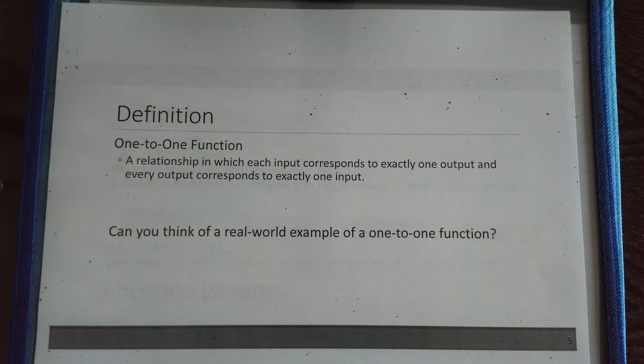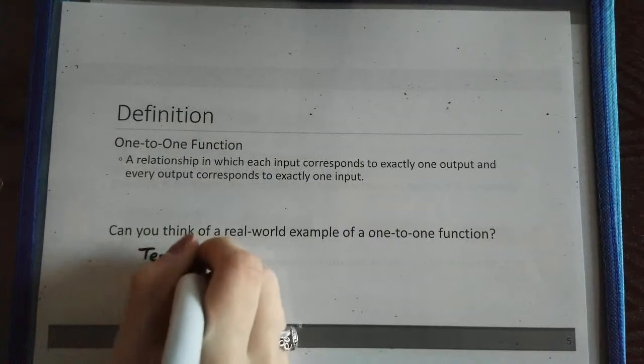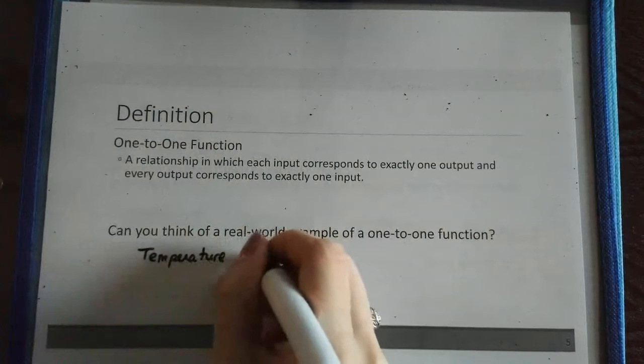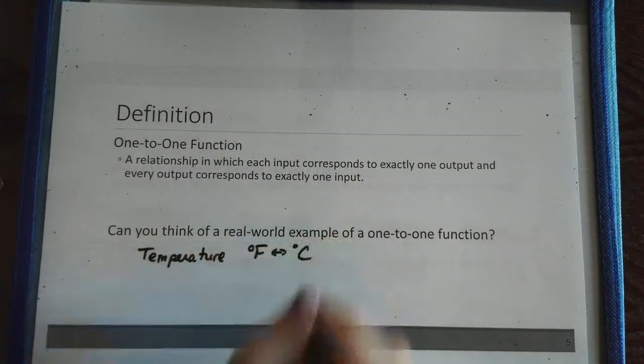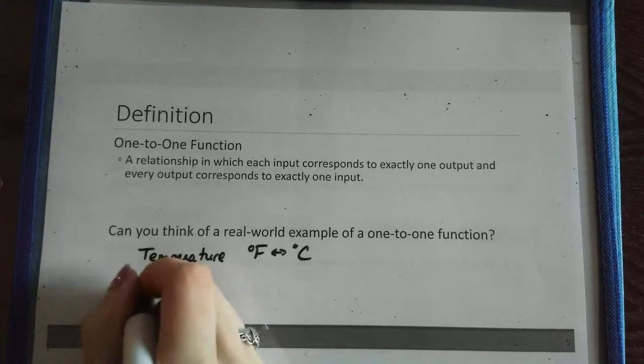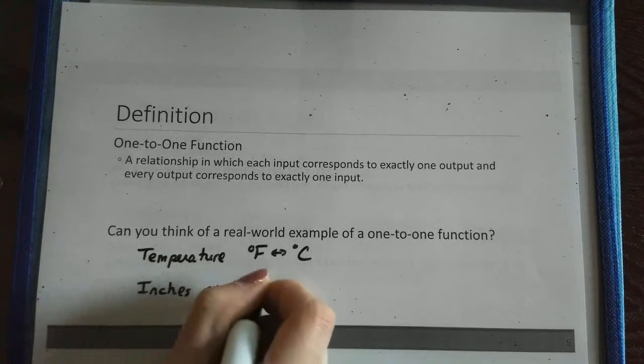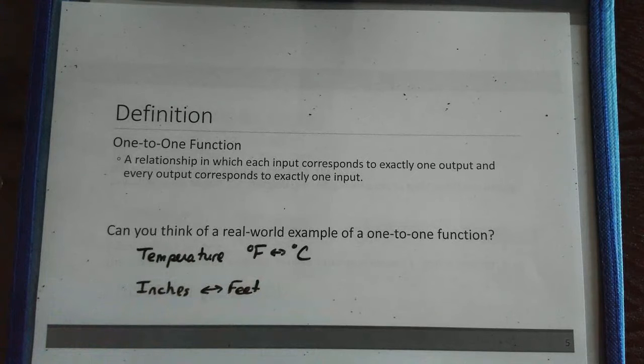So if we want to think of some real-world examples, we already talked about one. That was the temperature. We can go between degrees Fahrenheit and degrees Celsius because a degree Fahrenheit corresponds to only 1 degree Celsius, and vice versa. If you know the temperature in one, you can figure out the temperature in the other. We could go from inches to feet, and vice versa. So any of these measurements where we have some sort of calculation to convert.